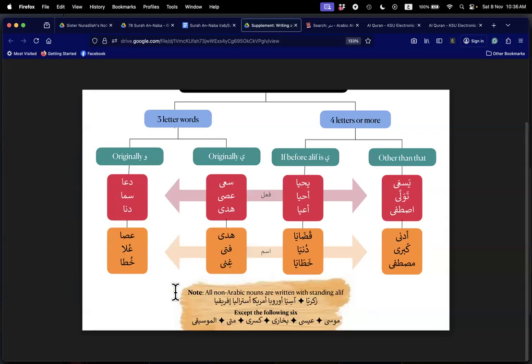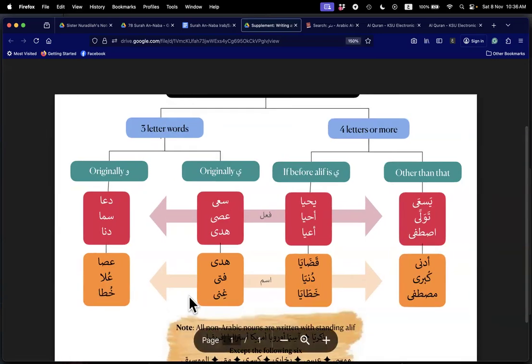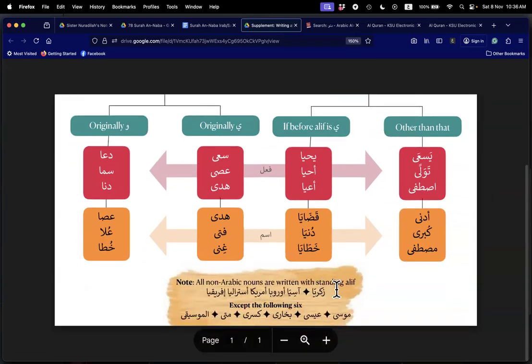The last thing is, there's a note. All non-Arabic nouns are written with standing alif. So Zakaria, Asia, Uruba, Europe, Amerika, Australia, Ifriqiya, as in America, Australia, Africa. Even if it's someone's name like Rebecca, Monica, if it's a non-Arabic name, you're going to write it with standing alif.